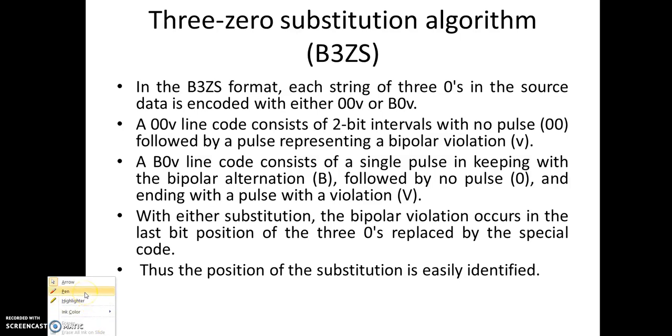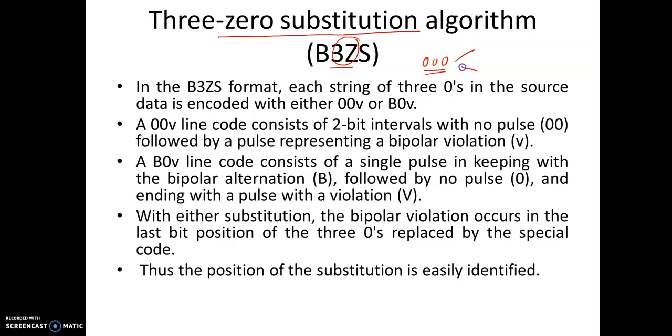In this lecture, we will see the B3ZS or 3-0 substitution algorithm. As the name suggests, 3 zeros are substituted. So wherever you have 3 zeros in a string, those 3 zeros will be substituted with either 00V or B0V. Here V actually represents a violation.